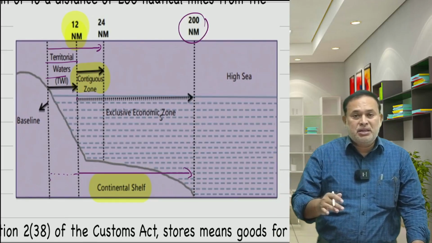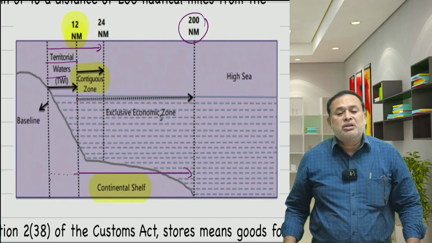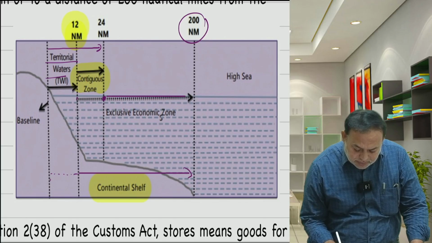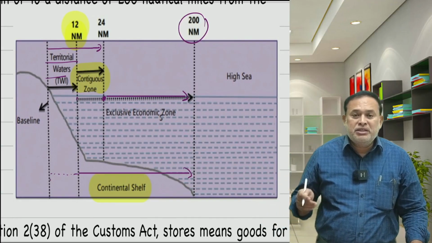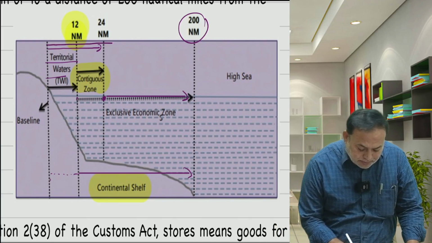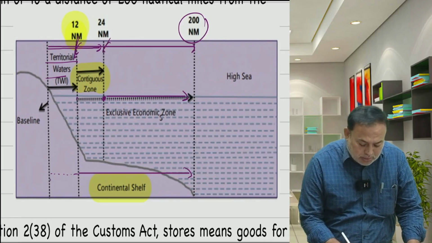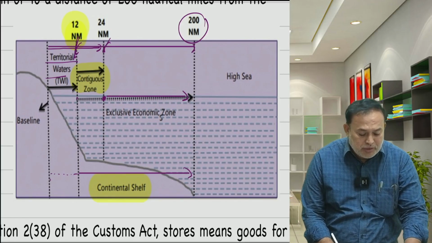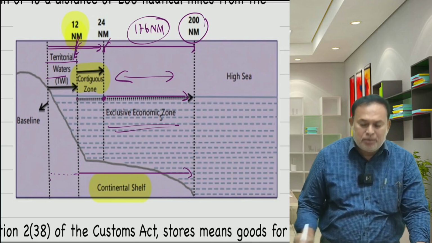Beyond 24 nautical miles from the baseline, but within 200 nautical miles, here is the 24th nautical mile from the baseline. From here to here is called the exclusive economic zone, namely beyond 24 nautical miles from the baseline, within 200 nautical miles from the baseline. This 200 nautical miles is computed from here, which has been broken. First part 12 nautical miles, territorial waters. Thereafter 12 nautical miles, contiguous zone. Thereafter the balance, how much? If you take 200 minus 24, you will get 176 nautical miles. This area is called the exclusive economic zone.